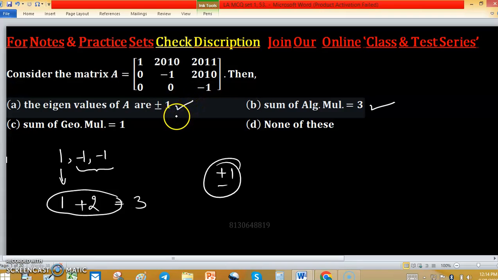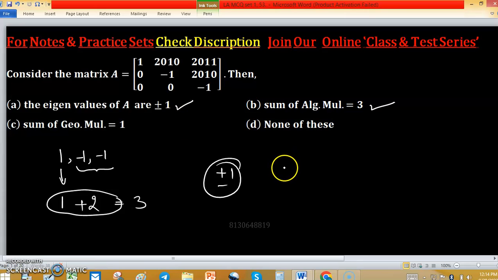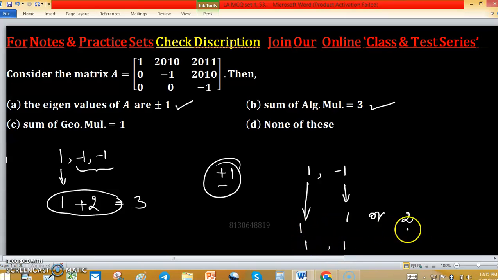Sum of geometric multiplicities is 1? As we know that one eigenvalue is 1 and the second eigenvalue is -1, but this is repeating 2 times. So the geometric multiplicity of this eigenvalue is either 1 or 2, and the geometric multiplicity of 1 is 1. So the sum, either 1 with 1 or 1 with 2, can never be 1. So option C is discarded.